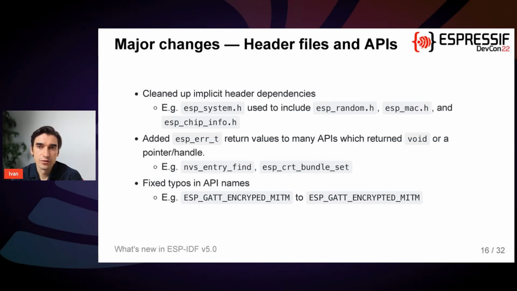The final category of those changes to header files and APIs are some typo fixes, for example, something that previously used to be called ESP_JPEG encrypted MITM, with the missing T. The typo is now fixed, and the name is now correct. This is something that we do in 5.0 just to clean up those APIs, so that in the future, if you stumble on those names, they will look more reasonable.